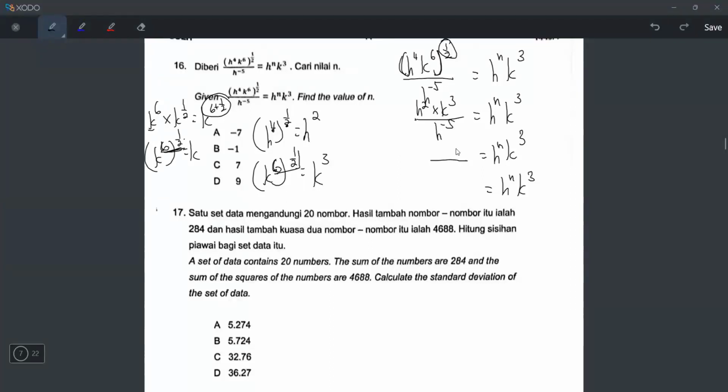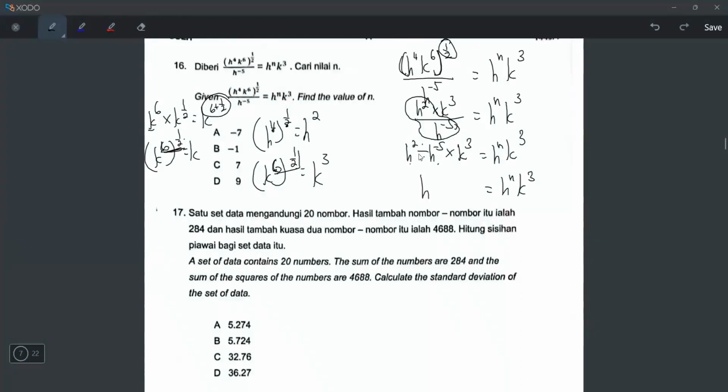Okay, now let's continue here. We can see that the k power 3 has no partner, so we just leave it. But we look at this. Base h, same base. So we can actually do this. This is h power 2 divide h power negative 5, and then times k power 3. So can you see same base divide?